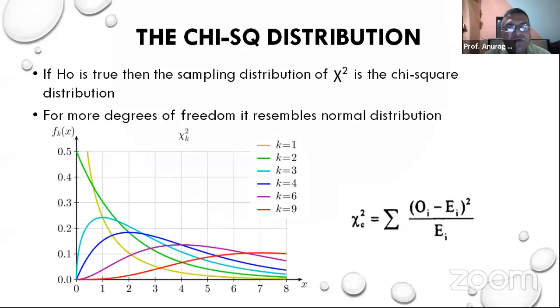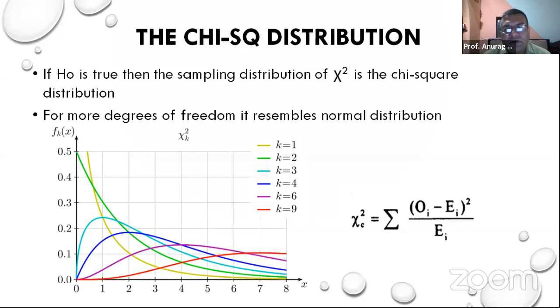Here k is equal to 1. Now it is coming to the shape of a hyperbola. And when you go for degrees of freedom, k is equal to 9, you'll see that it is taking the shape of a normal curve. So if H0 is true, then the sampling distribution of chi-square is a chi-square distribution. And if you keep on increasing the degrees of freedom, it resembles normal distribution. So in the figure, if the degrees of freedom is 9, then also it is quite a similar curve to normal distribution, although it is right skewed.